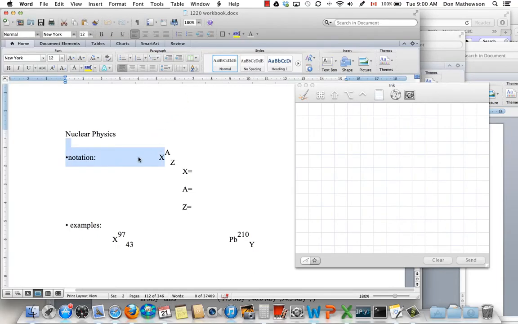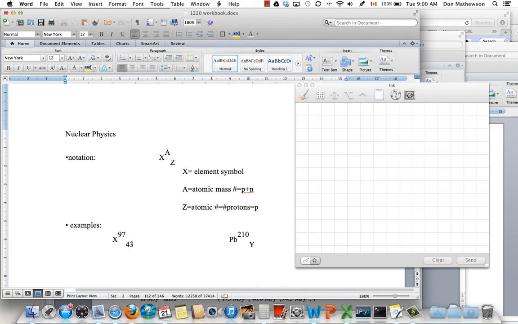Okay, so just a few comments on nuclear physics here. So first of all, notation. X here will stand for the element symbol. A will be the atomic mass number, and Z stands for just the atomic number. Now this equals the number of protons in the nucleus. The atomic mass number, of course, equals the number of protons plus the number of neutrons.